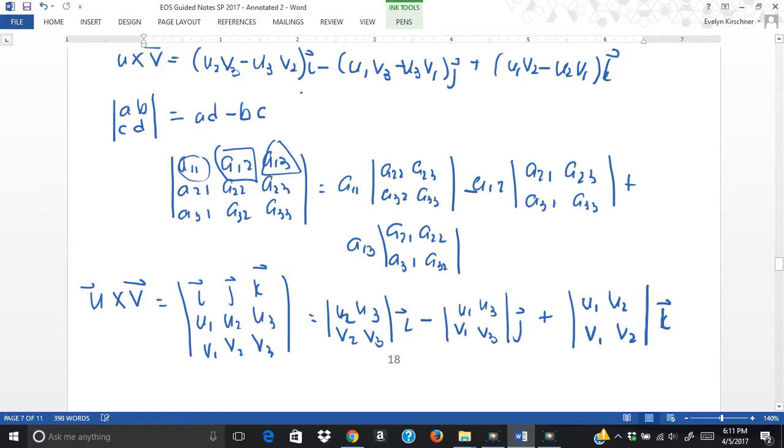So that's a little bit easier way to remember it than looking at the definition up there. So we'll do some examples.